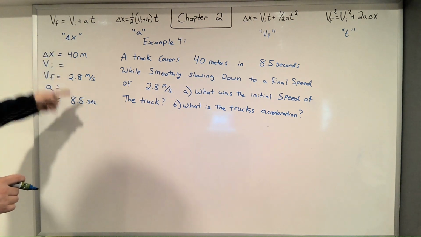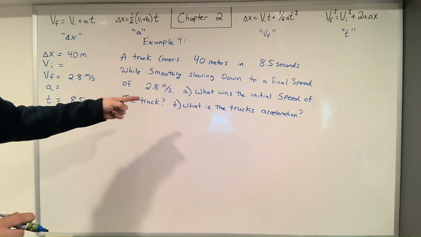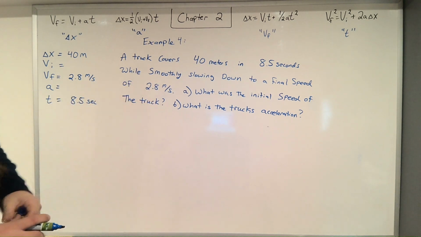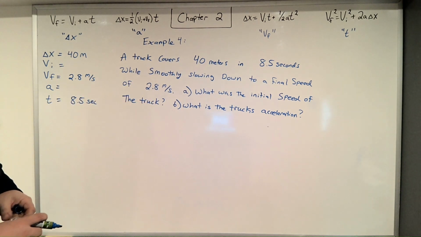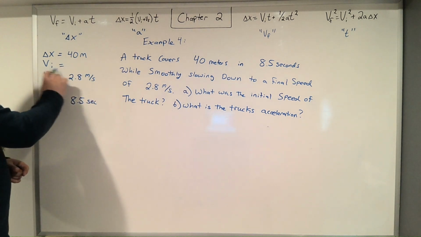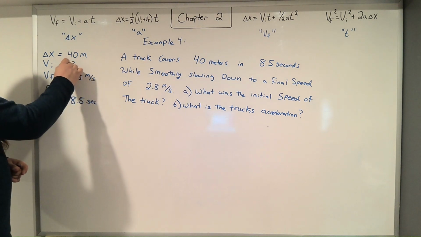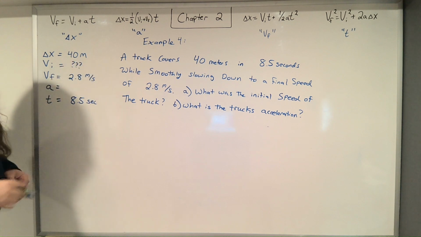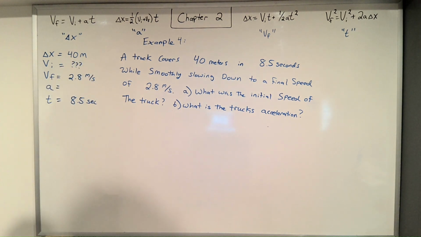Now, we've got 3 bits of information. It's asking for a 4th bit of info. What is the initial speed of the truck? Initial speed would have to be initial velocity. So this is what the question is asking. What is the initial velocity? That's our 4th term.